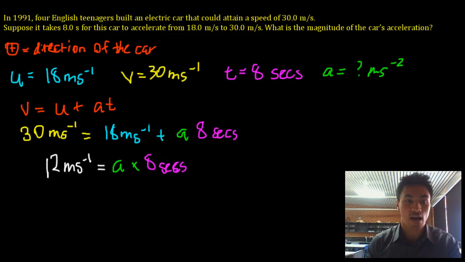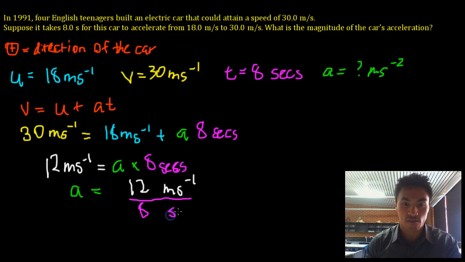In order to get our acceleration, we divide both sides by 8 seconds. So we have 12 meters per second divided by our time, which is 8 seconds.